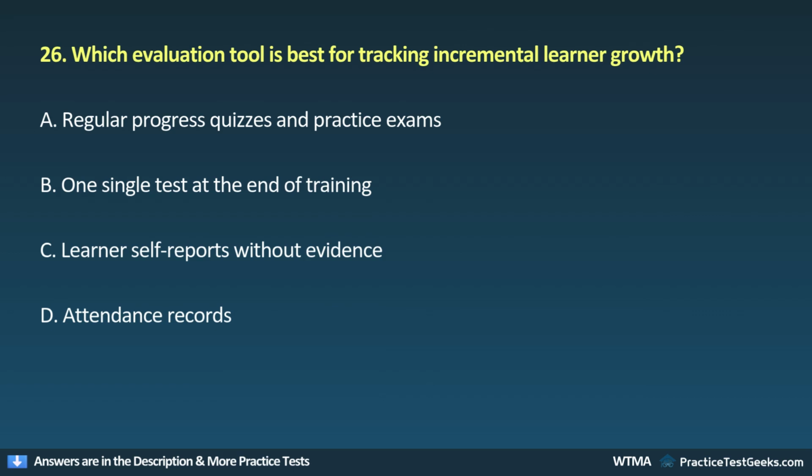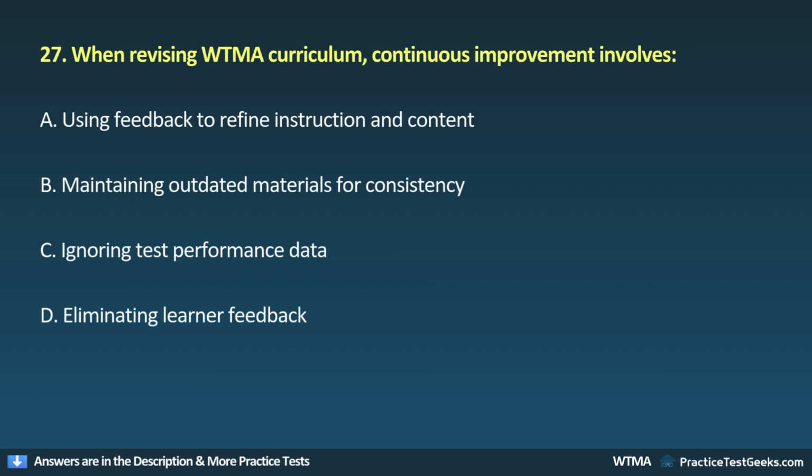26. Which evaluation tool is best for tracking incremental learner growth? A. Regular progress quizzes and practice exams. B. One single test at the end of training. C. Learner self-reports without evidence. D. Attendance records.